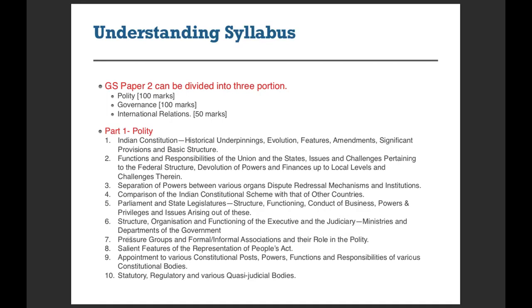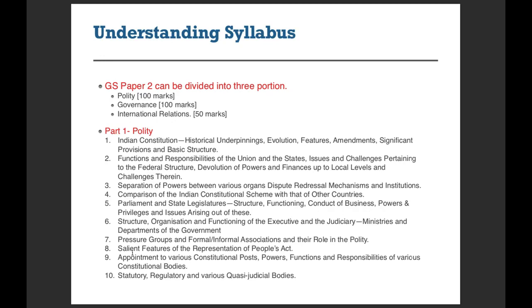Then the seventh topic is about pressure groups: what the different pressure groups are, like farmers' organizations, cooperative organizations, and the different trade unions, how they play a role in our polity, how they influence the governance structure of the country, and what their place is in our overall ecosystem of the state.